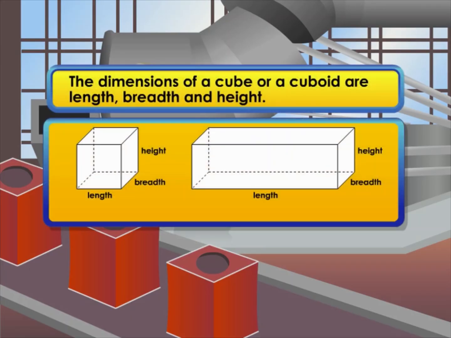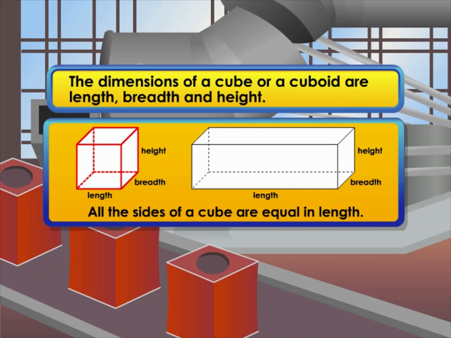Before going in depth into this lesson, let's recall what is volume and what is capacity of the container. The dimensions of a cube or a cuboid are length, breadth, and height. What's the difference between cube and cuboid? Yes, all the sides of a cube are of equal length.